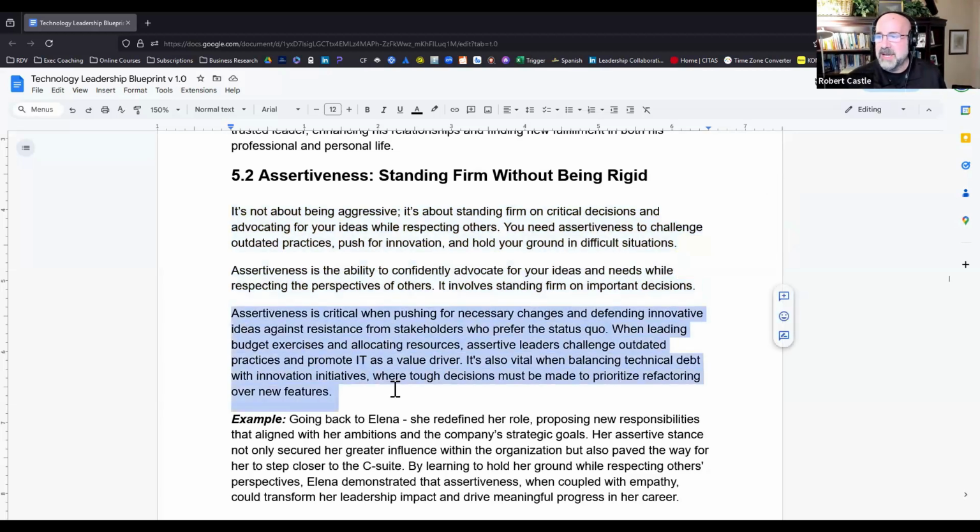Assertiveness is critical when pushing for necessary changes and defending innovative ideas against resistance from stakeholders who prefer the status quo. When leading budget exercises and allocating resources, assertive leaders challenge outdated practices and promote IT as a value driver. It's also vital when balancing technical depth with innovation initiatives, where tough decisions must be made to prioritize refactoring over new features.